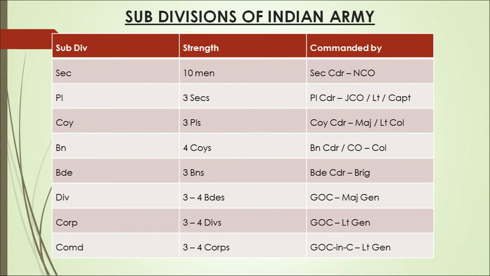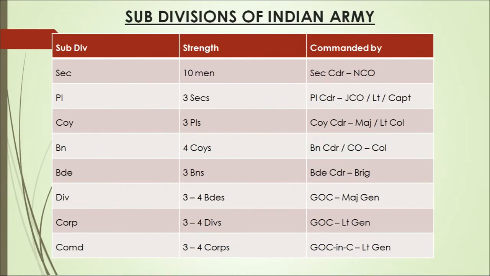3 battalions make a brigade, which is commanded by the brigade commander of the rank of brigadier. Now, this is a standard infantry format. There are variations in terms of the number of battalions in a brigade, the number of companies in a battalion, for other specialized battalions, and it varies for mech infantry or artillery. But this is a standard infantry structure.